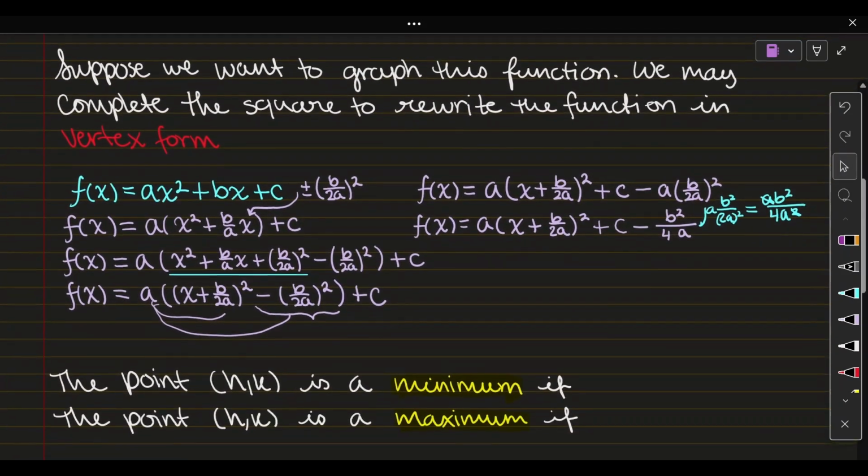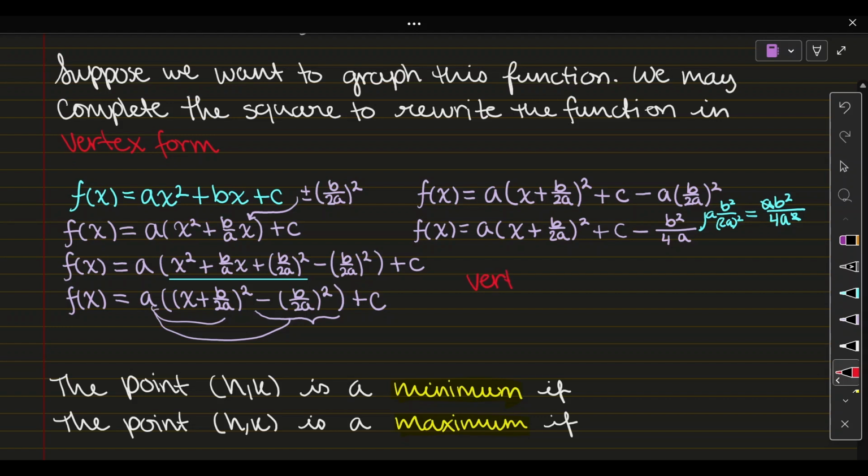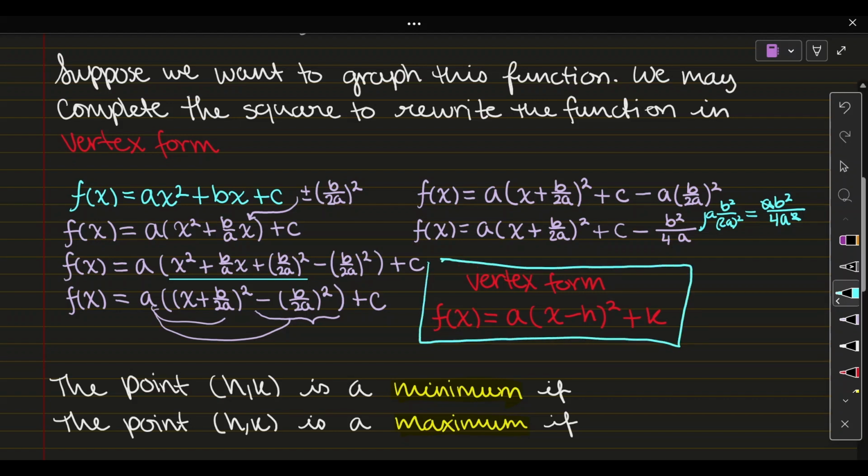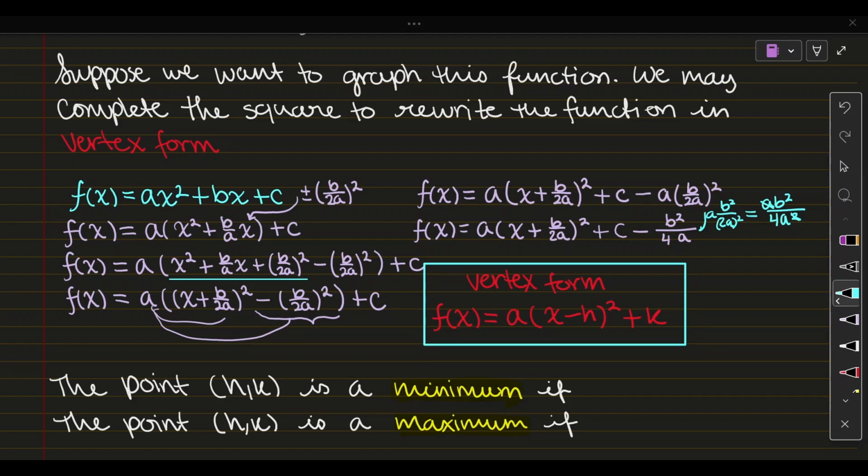In general, we call this vertex form, so I'll write it here. Vertex form is f of x equals a times x minus h squared plus k. What I want you to notice is that h and k are constants. This h here corresponds to b over 2a, and this c minus b squared over 4a is k. They're all constant, in terms of the original coefficients of my equation. But TLDR, the vertex form is f of x equals a times x minus h squared plus k.